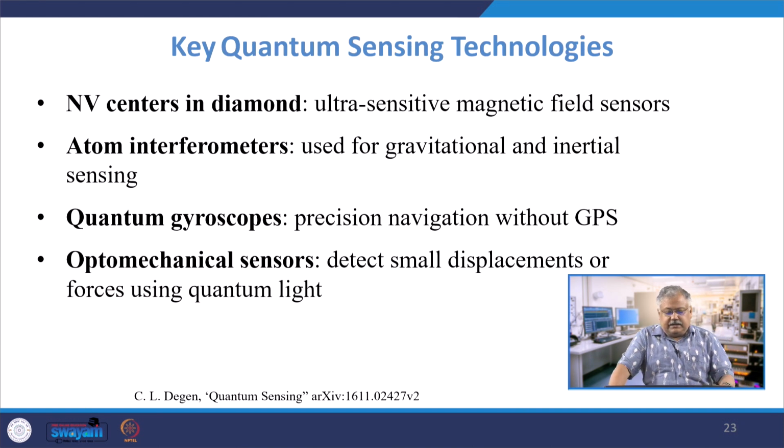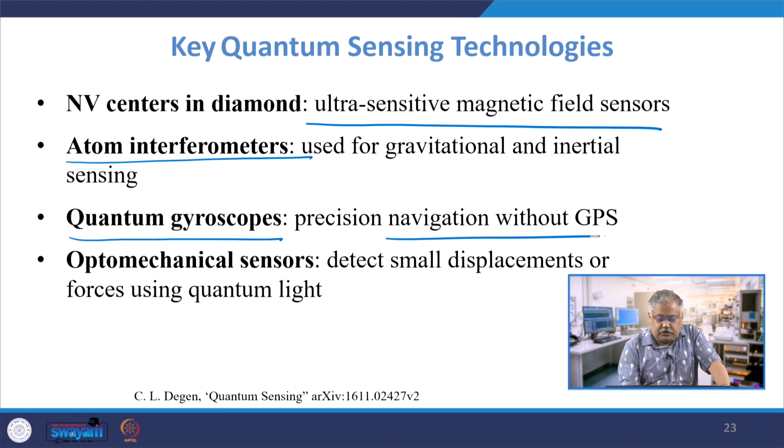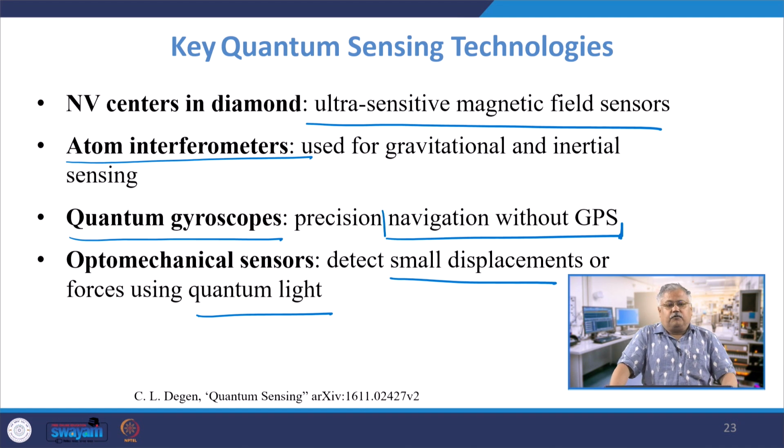Now, there are many sensing technologies available. These are NV centers, nitrogen-vacancy centers in diamond, which are ultra-sensitive magnetic field sensors, primarily magnetic field sensors. Then there are atom interferometers, which are used for gravitational and inertial sensing. Then there are quantum gyroscopes for navigation without GPS, where precision navigation is done. And optomechanical sensors: if you use quantum light and there is a small displacement or a force, we define that as an optomechanical sensor. This gives you a brief view of the various quantum sensing technologies.